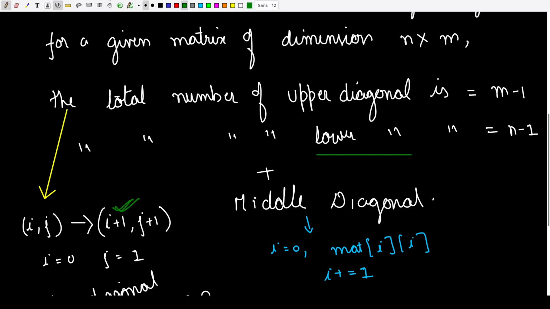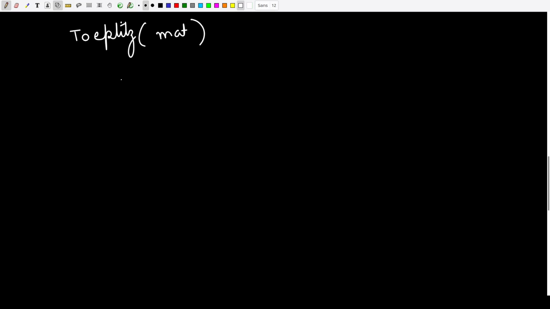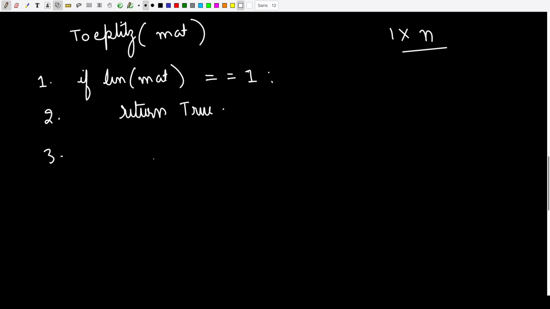Now let us discuss the pseudocode for this problem. Let us say we want to find out whether the matrix is Toeplitz and a matrix is given to us. The first thing we are going to do is check if the length of the matrix is equal to 1. If the matrix is of dimension 1 by n, then in that case it is a Toeplitz matrix and we are going to return true. Otherwise, let us operate on the upper, lower and middle diagonal.